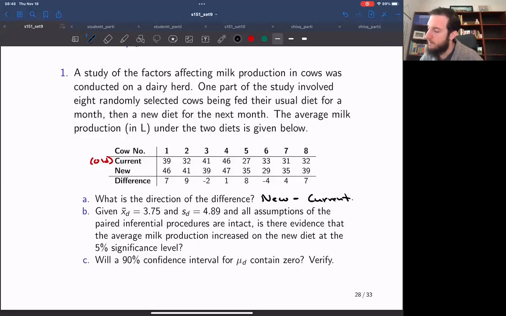So in part B, it says, given x bar equals 3.75 and s_d is equal to 4.89, and all assumptions of the paired inferential procedure are intact, is there evidence that the average milk production increased on the new diet at the 5% significance level? Okay, so in this situation, we want to know if the new diet is increasing milk production. Our differences are new minus current. So would we expect the differences to be bigger than 0 or less than 0 if milk production has increased?